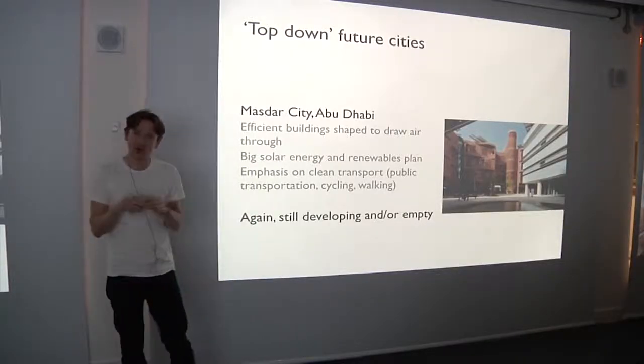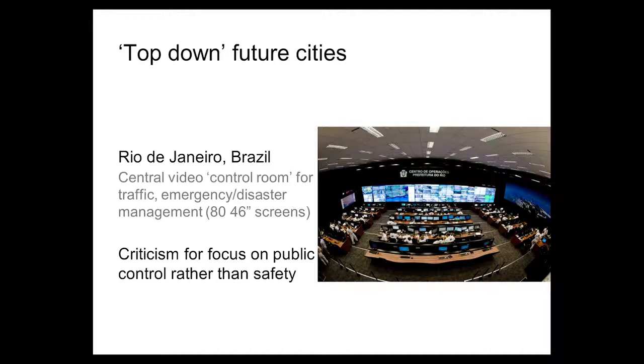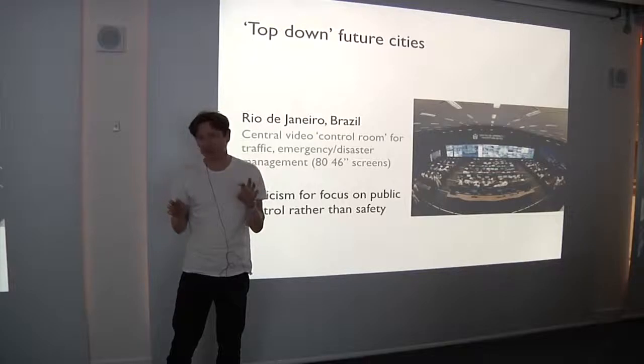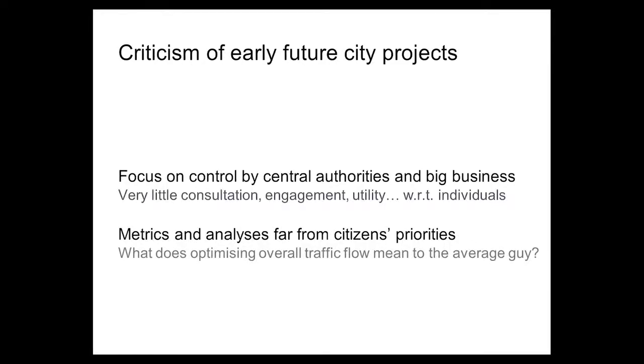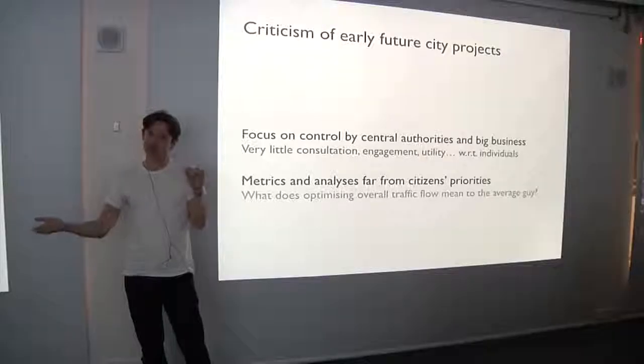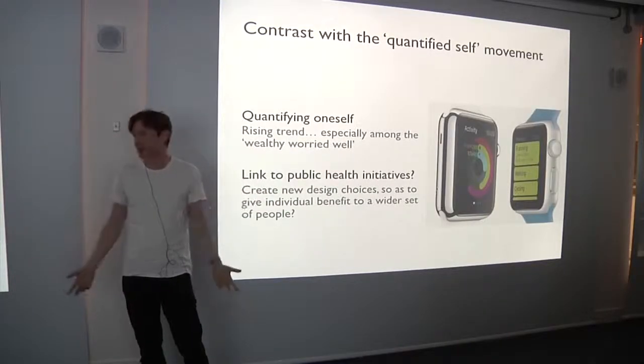And there's another, slightly different example, which is an odd echo of what's happening very close to here. Rio had this early landmark thing of a massive video wall connected to video feeds all across the city. And basically the criticism was that they used it to control public demonstrations and keep the poor from getting into rich neighborhoods, rather than supporting more general use. So there's a way in which a lot of this grand technology, and I think the analytics of future cities too, is starting to be used for control and management by central authorities and big business. And it's not actually fitting with the needs of individuals, of everyday citizens. What does optimizing overall traffic flow in the city mean to the average guy?